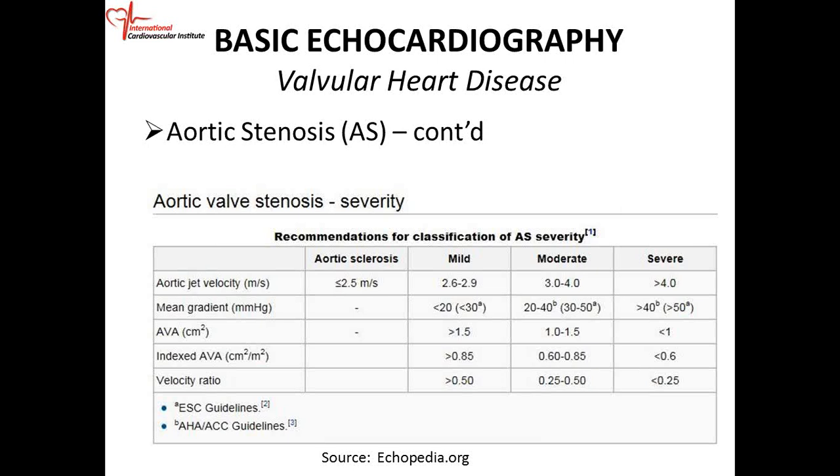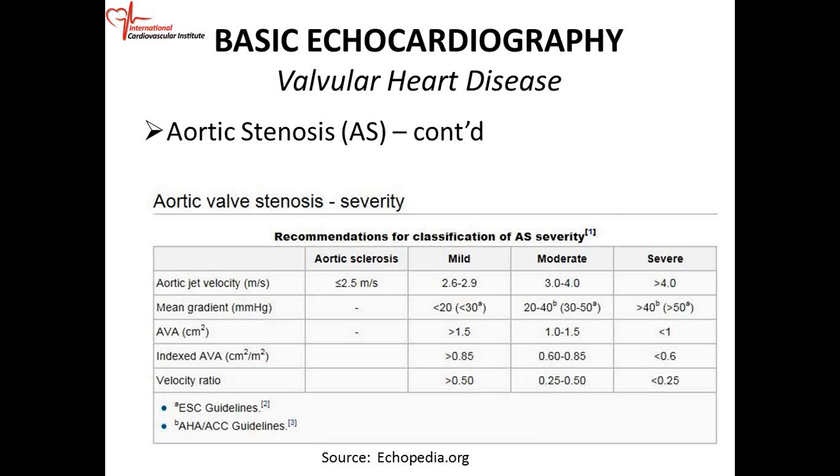Aortic valve area less than 1 centimeter squared, the index less than 0.6, and the dimensionless index, or the velocity ratio, less than 0.25. For mild, we're talking about the peak velocity across the aortic valve, 2.6 to 2.9. The mean gradient less than 20. The valve area greater than 1.5 centimeters squared. Index greater than 0.85. And velocity ratio greater than 0.5.